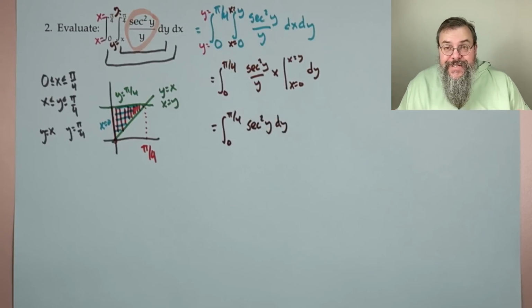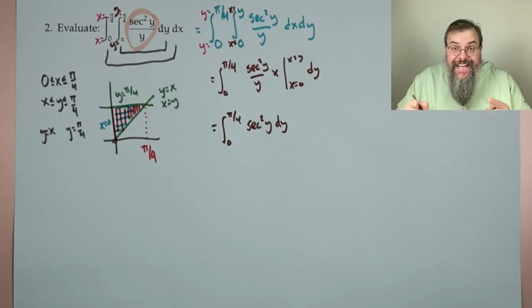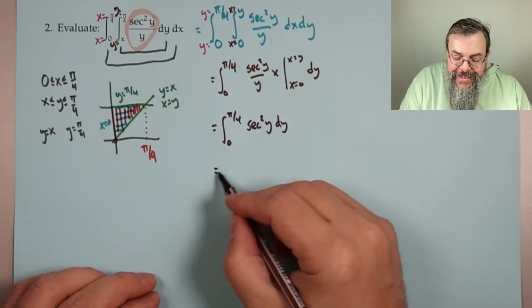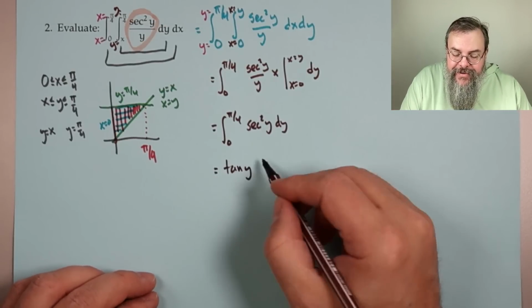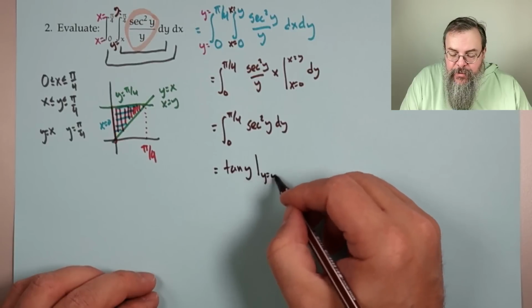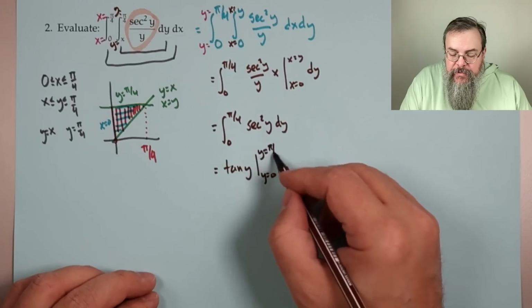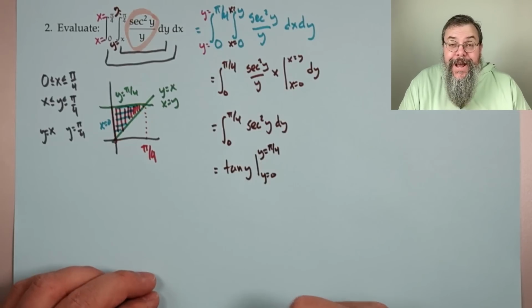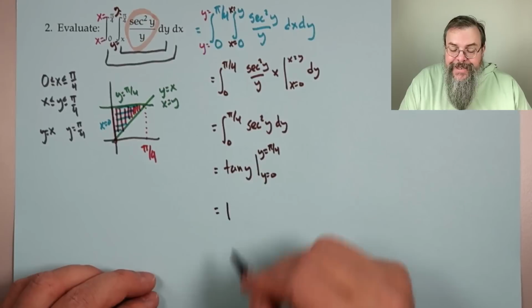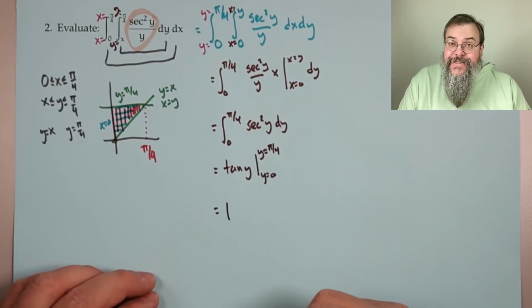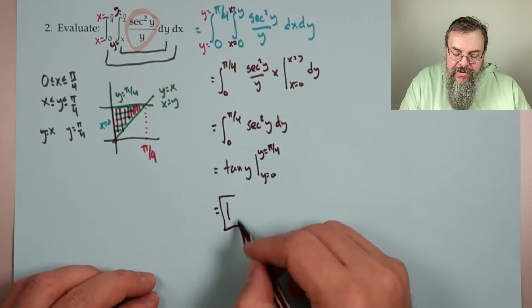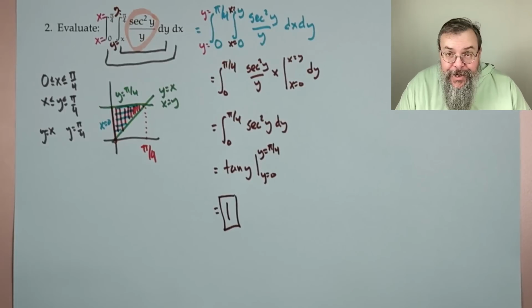Do we know the integral of secant squared? Tangent. What? It's like they wanted us to succeed. Okay, so tangent y from 0 to pi over 4. Tangent of pi over 4 is 1. Tangent of 0 is 0. So we end up with 1 minus 0, or 1.